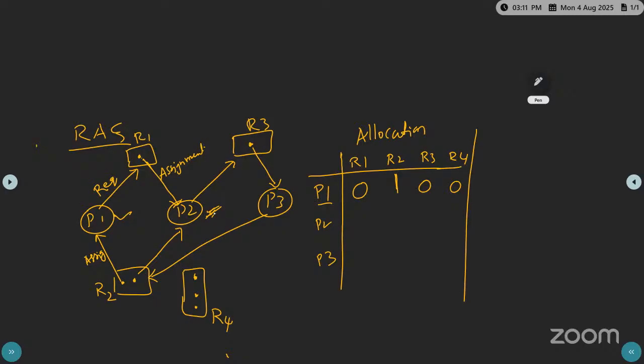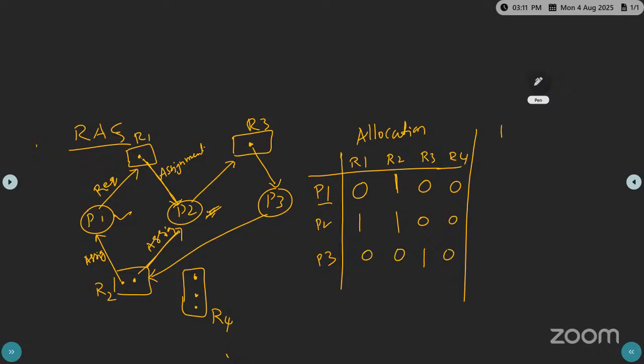P2. For P2, which resource is allocated? See, this is an assignment and this is also an assignment. So R1 is allocated and also R2 is allocated. R3 and R4 are not allocated. For the process P3, R3 is allocated; R1, R2, R4 are not allocated.